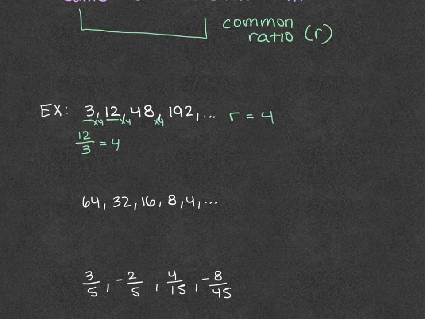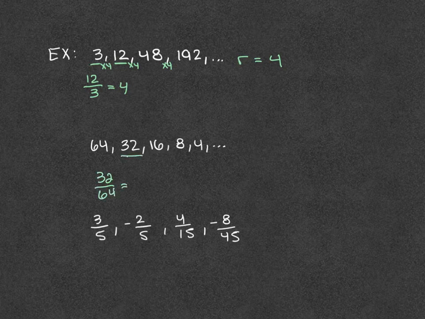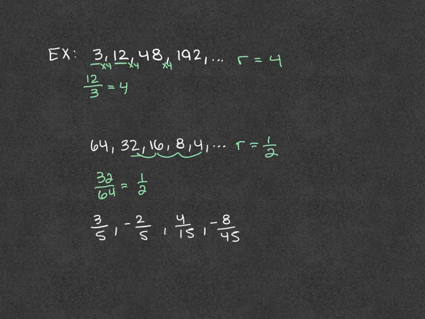Okay, so let's look at a couple of others. Again, we can find our common ratio by taking the second term and dividing it by the first term. So 32 divided by 64 reduces to 1/2. And to test it out to make sure it is geometric, half of 64 is 32, half of 32 is 16, half of 16 is 8, and half of 8 is 4. So the common ratio would be 1/2 in this case.